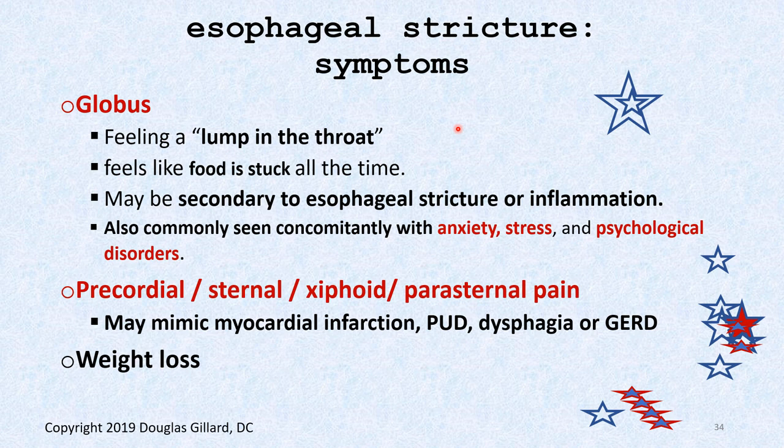Another type of symptom, of course, is pain if it's really bad. And it's that vague referred pain. It could be to the precordial region, which is over your heart. That's the precordium. Could be to the sternal region, to the xiphoid region, to the parasternal region.